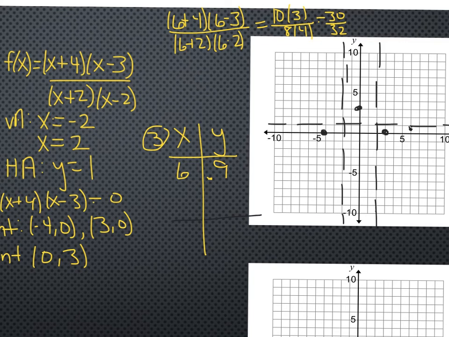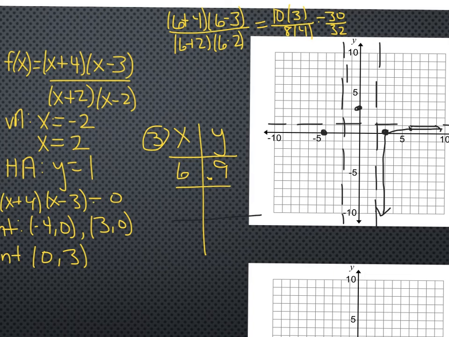For rational functions, your graphs are always going to approach the asymptotes, and sometimes, however, the graph will cross the horizontal asymptote. It's only for horizontal asymptotes that this occurs. They will never cross through the vertical asymptotes.